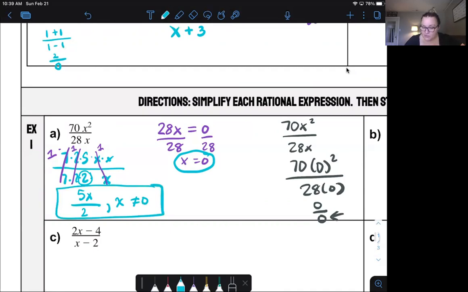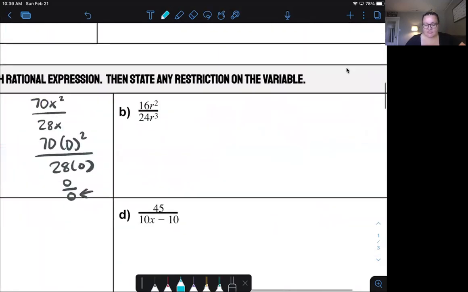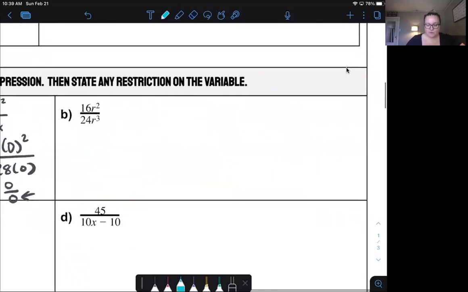All right, now you try. 16r squared over 24r cubed. I want you to simplify this completely and then state your restrictions on the variable. All right, go ahead and press pause and then press play when you're ready to check your work.